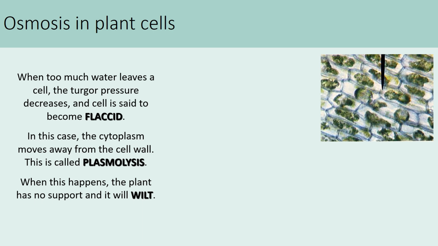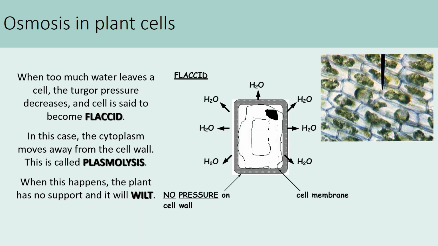So when there's not enough water in the plant, such as in summer where it's very dry, it causes plants to wilt because they don't have that turgor pressure, and the cells become flaccid because the water is leaving the cells.